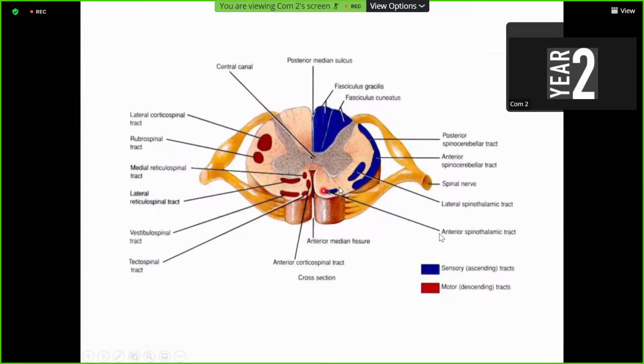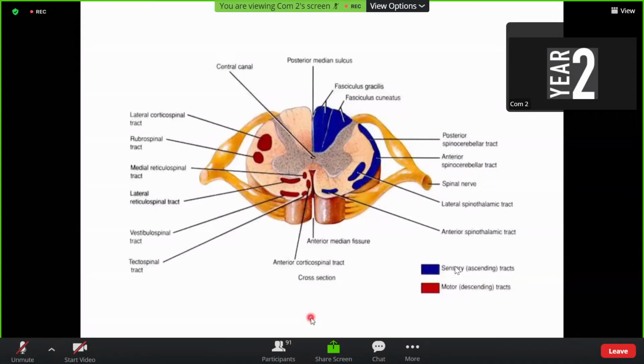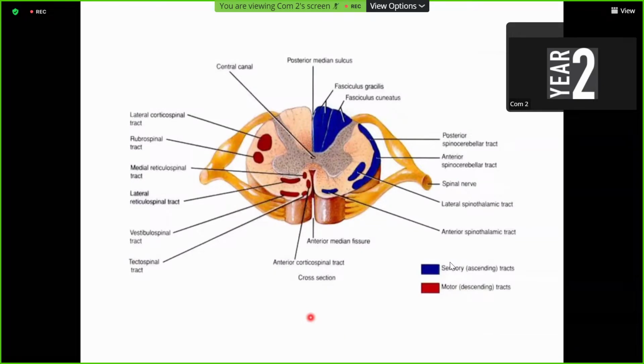Then there is a tract in the anterior white column, which is called the anterior spinothalamic tract. Again, it is a part of what you can call the anterolateral system or anterolateral tracts, which are the anterior spinothalamic and lateral spinothalamic. The anterior spinothalamic is responsible for crude touch and pressure. So there is fine touch, which is the function of the posterior column, and crude touch, which is a vague sensation of touch, which is the function of the anterior spinothalamic tract.